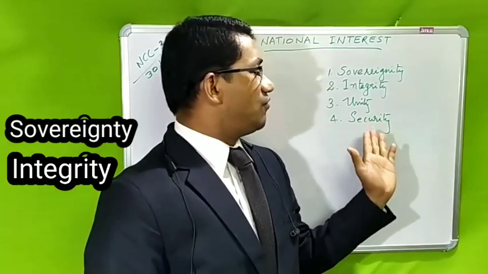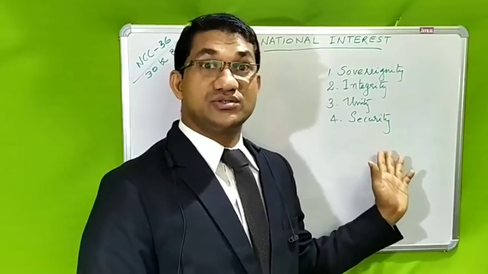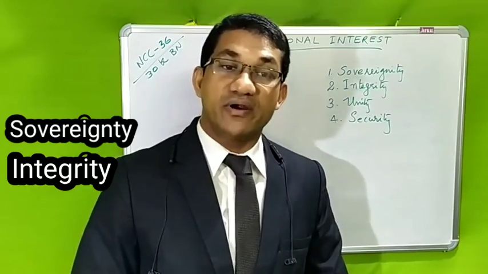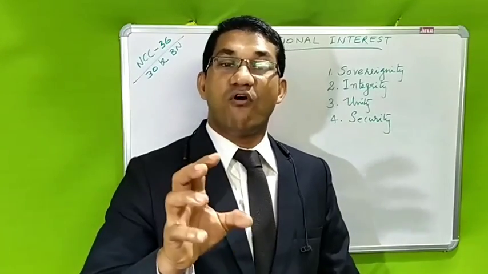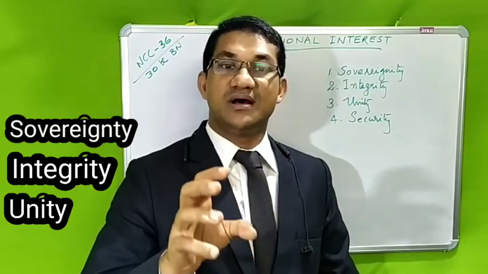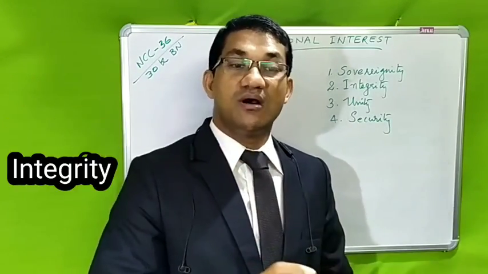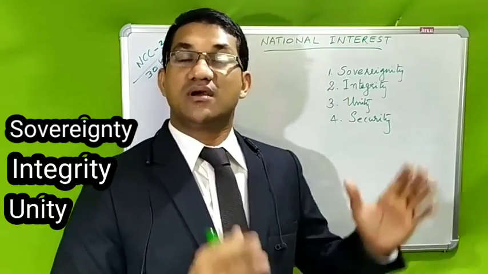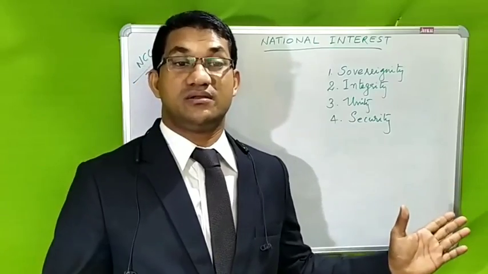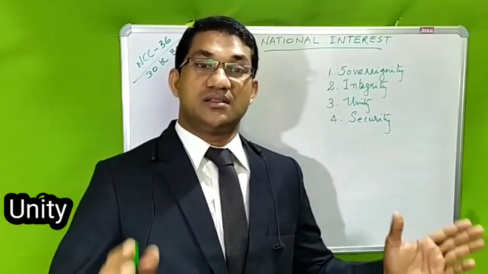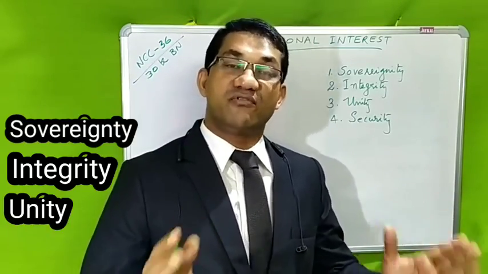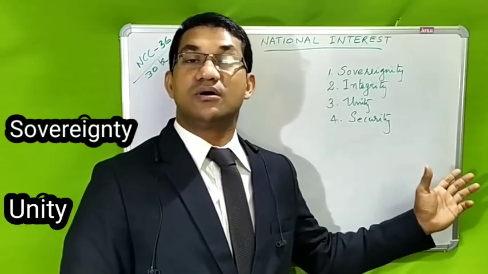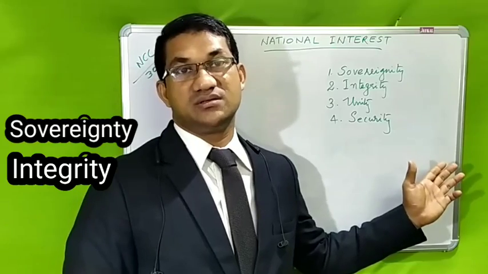We have to understand what each of these interests and terms mean. First, we have to look at sovereignty. Sovereignty means the foremost interest of the nation to be autonomous and remain independent. The country is sovereign. The country is autonomous. And the country is remaining free and independent. No other nation will control a sovereign state.